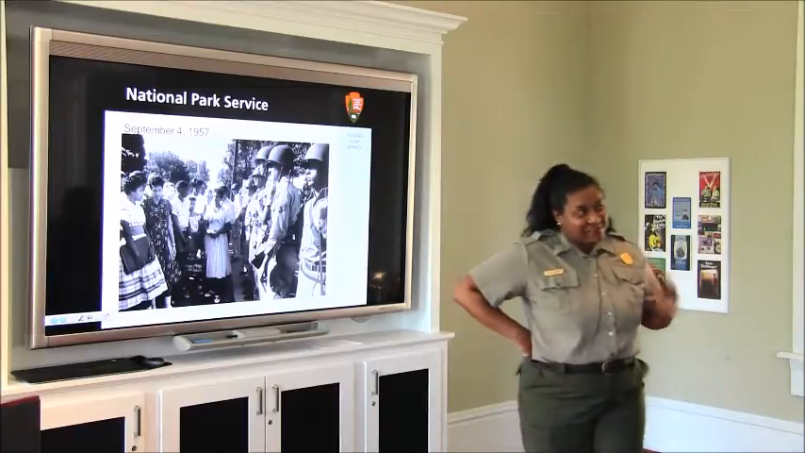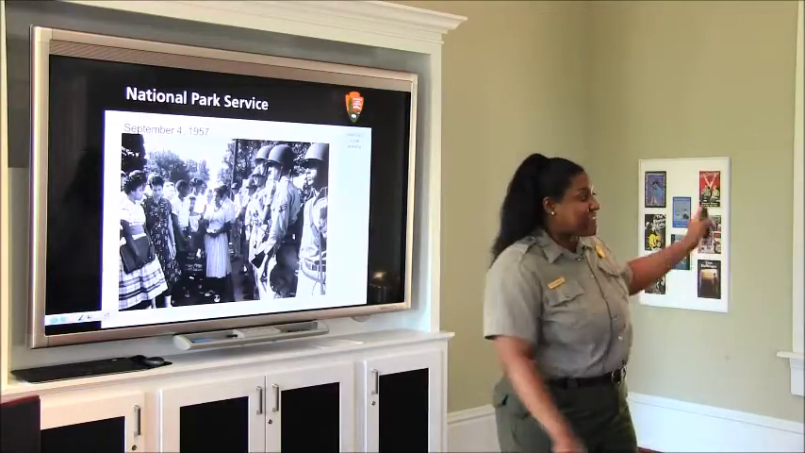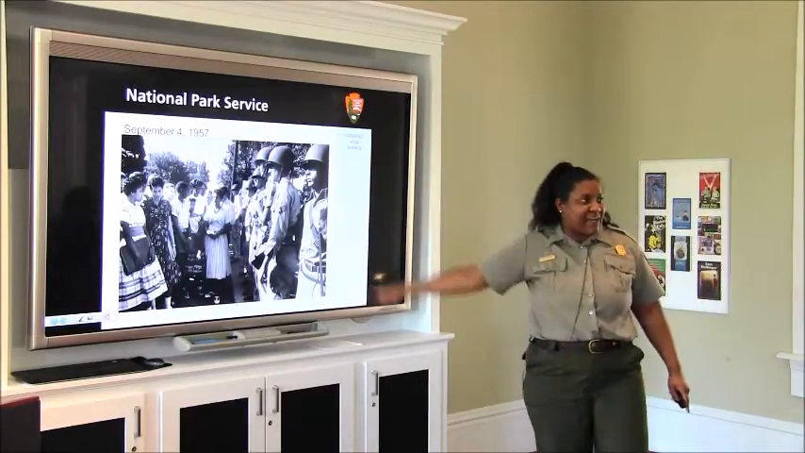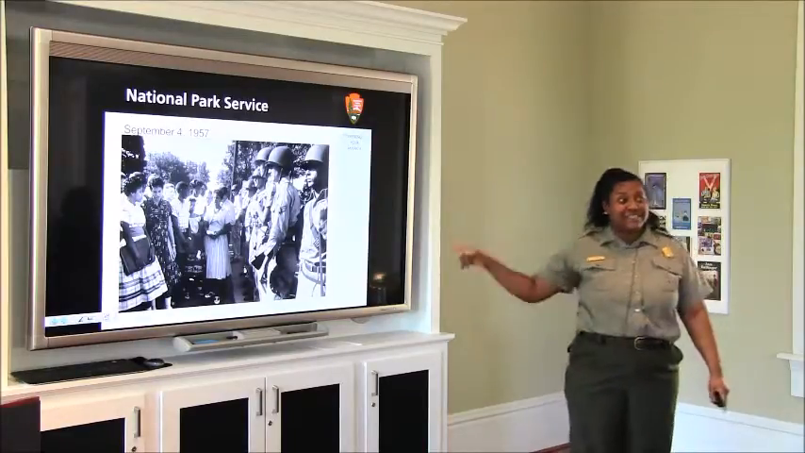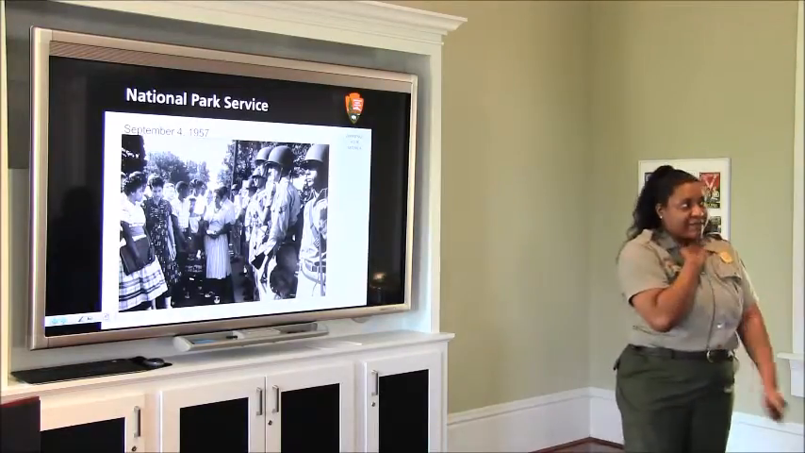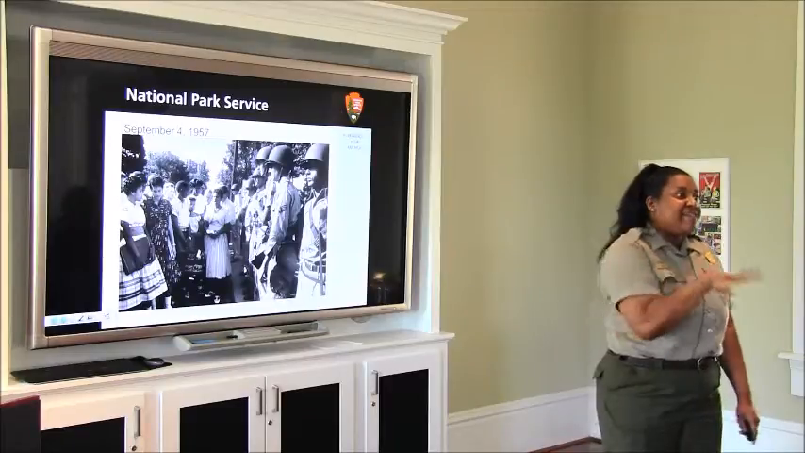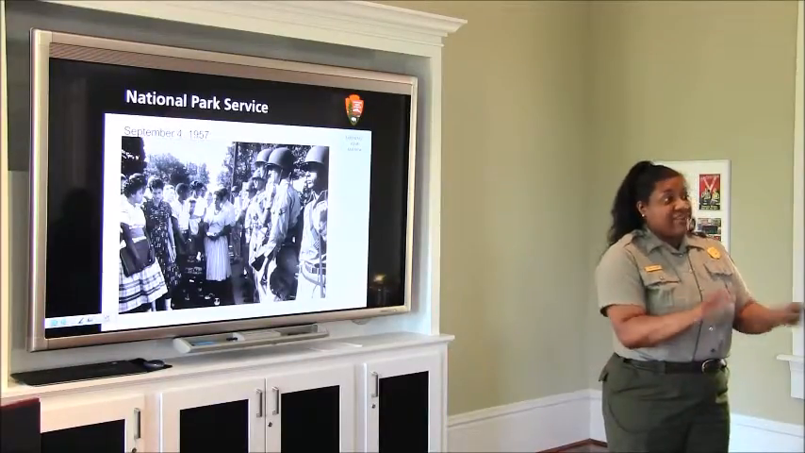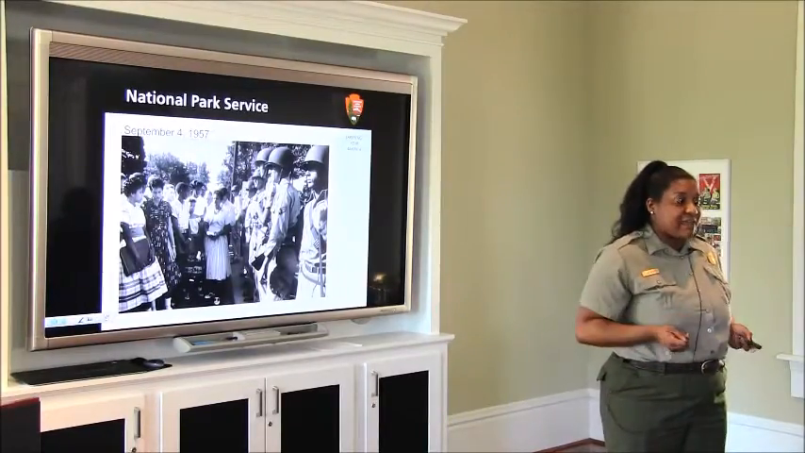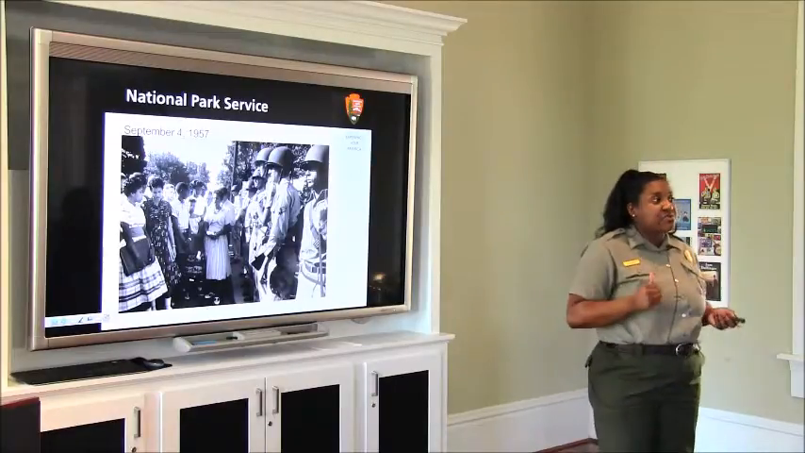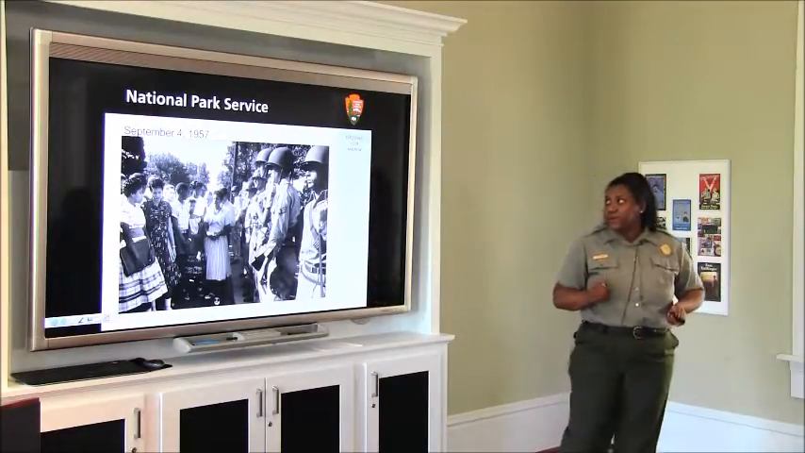Now, this move is a direct violation of the federal court order that said the Little Rock School District had to integrate. So the FBI is called in to investigate these claims that thousands of people have brought guns and knives. They eventually find out there's no evidence to suggest these things have happened, and the Little Rock Nine are told to come to school again on September the 23rd.